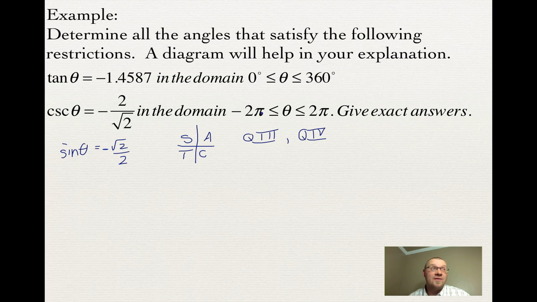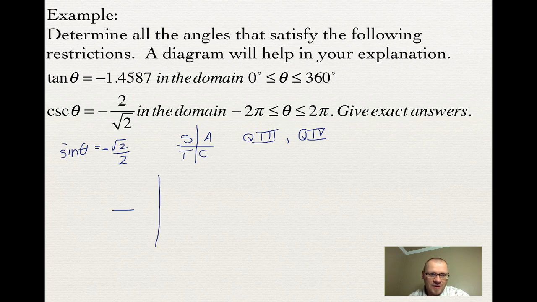Now, what's different here is that we're talking about a range of negative 2 pi all the way to 2 pi. So we're looking for a negative angle and a positive angle, both in quadrant 3, and a negative angle and a positive angle, both in quadrant 4.